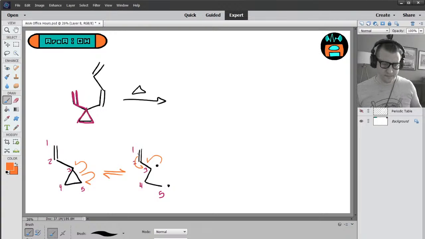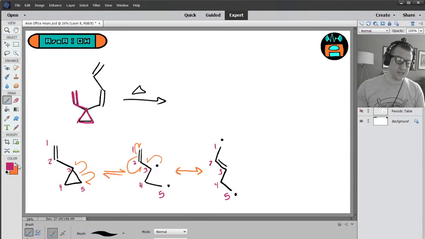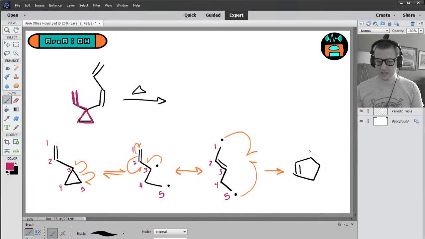So we can draw a resonance structure. And you'll notice I'm using resonance arrows, not equilibrium arrows here, to put the double bond between 2 and 3. And then we've got a radical on each of the 2 terminal carbons. Now these can recombine in an irreversible step to make a cyclopentane, where this is 1, 2, 3, 4, 5, and that last step forms a sigma bond between 1 and 5.